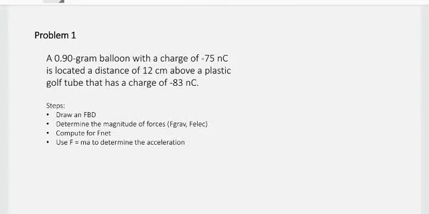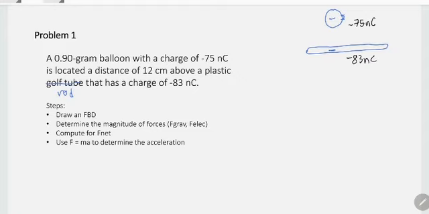Okay, in this problem number 1, after that introduction, let's solve for acceleration. Let's use the F equals ma formula again. So, gulp tube, let's just say rod. A 0.9 gram balloon with a charge of negative 75 nanocoulomb. Tapat natin sa ilalim para hindi na tayo complicated. Negative 83 nanocoulomb as well.